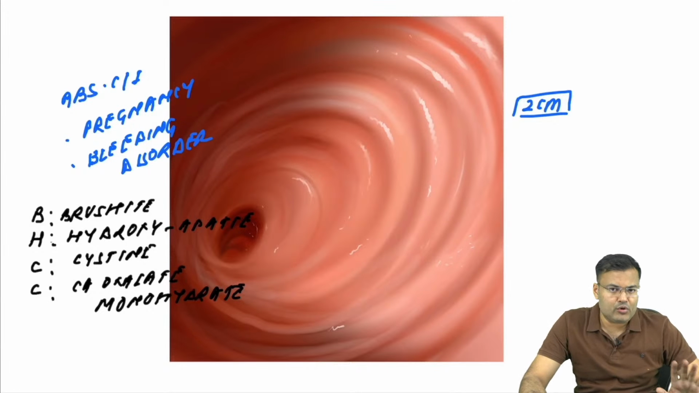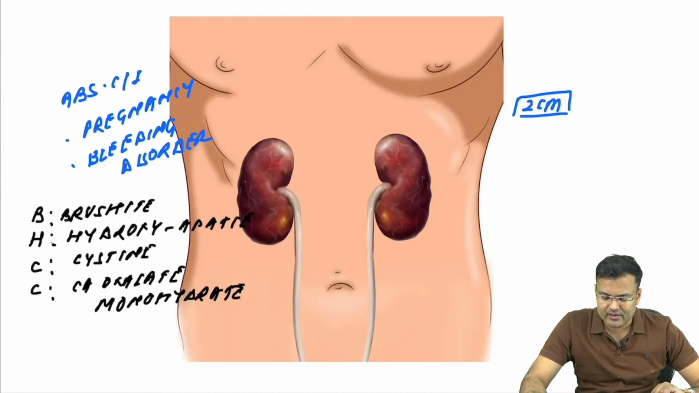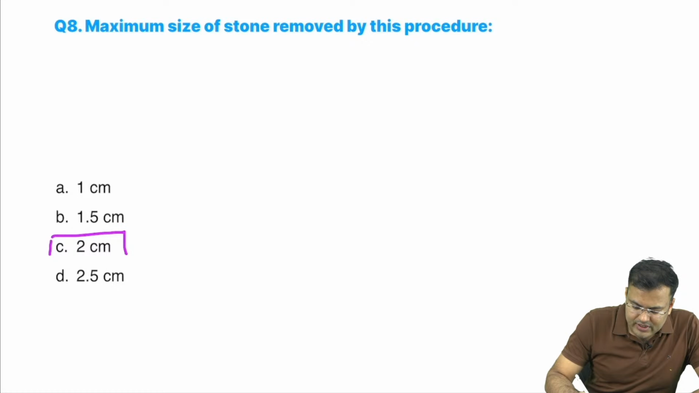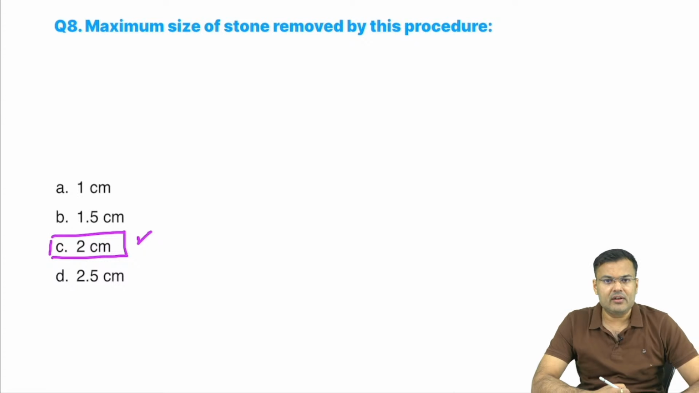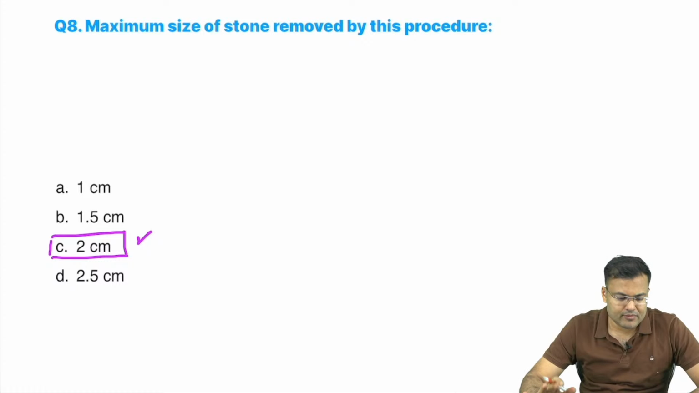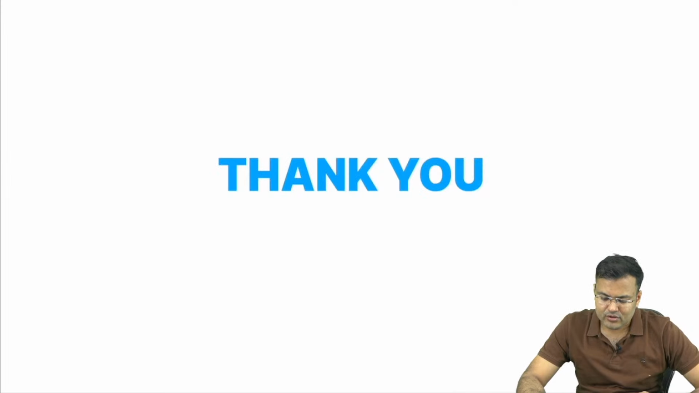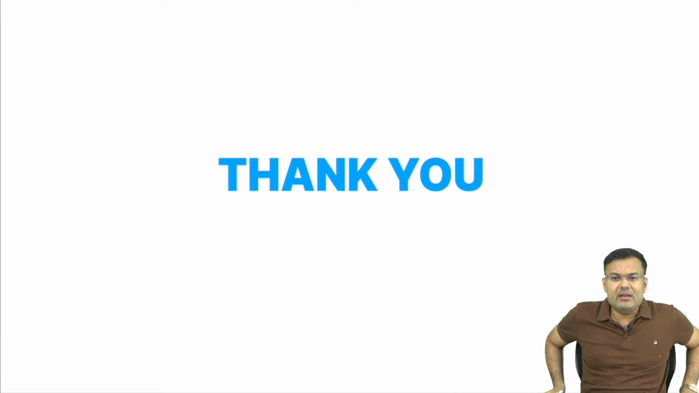So we are going to discuss the question again. If you see the question again, the maximum size of stone removed is 2 centimeter. So the correct answer is option C, 2 centimeter. Okay, so this was ESWL. Guys, we can predict some more questions.